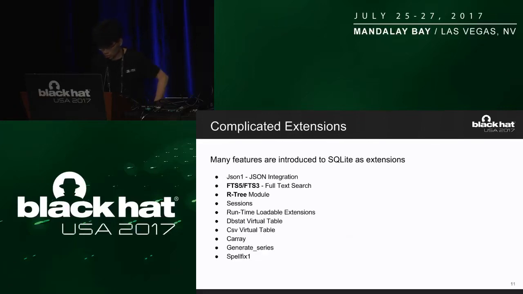There are many features in SQLite. The features are introduced as extensions. Most of them are just implemented as virtual tables. There are 2 interesting virtual tables. FTS3 or FTS5 is for full text search indexing, and the R-tree module. R-tree is a special index designed for doing range queries. We will discuss them later.